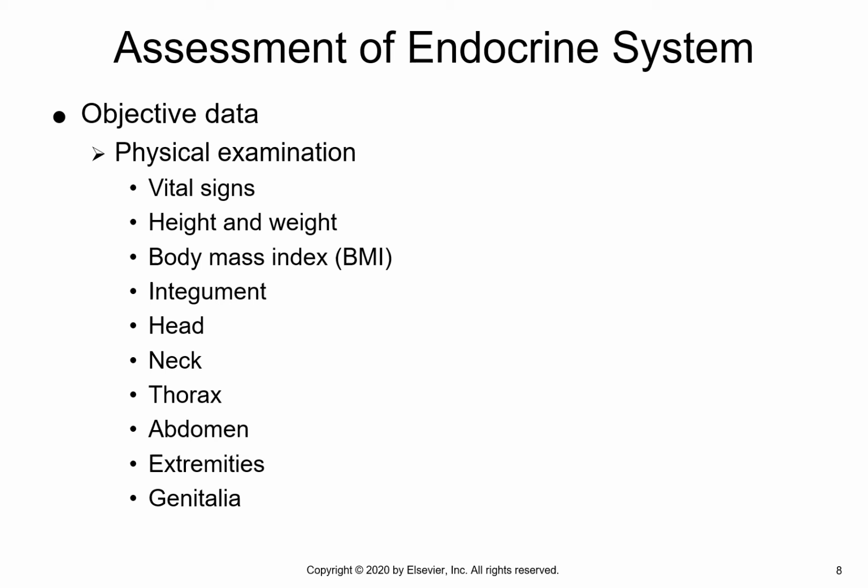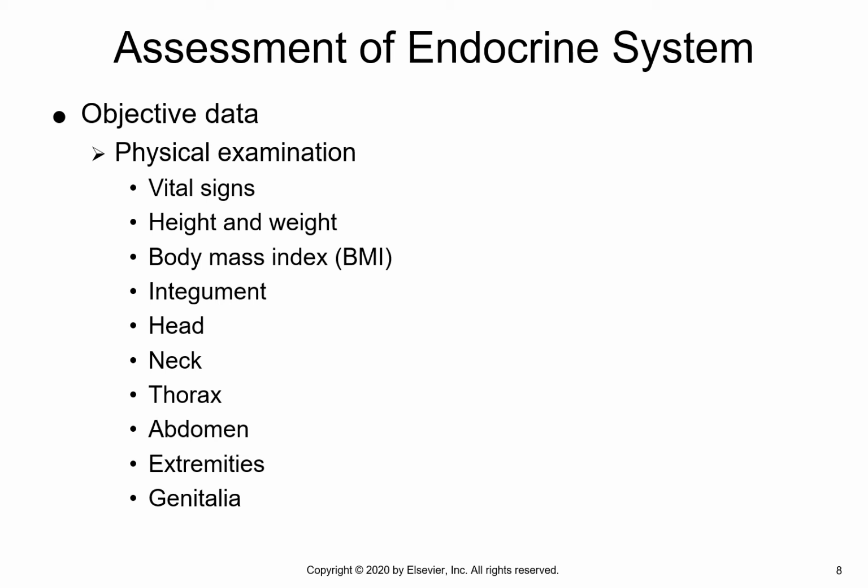Palpate the skin for texture and moisture. Examine hair distribution on the head, face, trunk, and extremities. Assess the hair's appearance and texture. Hair loss, excess hair growth, or dull, brittle hair may suggest endocrine problems. Assess for delayed wound healing. Head: you're going to inspect the size and contour of the head. Facial features should be symmetrical.